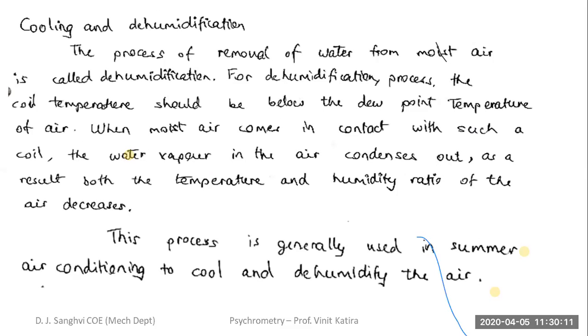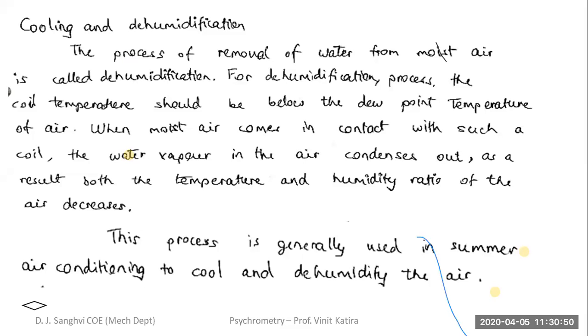Next process is cooling and dehumidification. This process is more specifically used for summer air conditioning, especially for the coastal areas wherein the temperature during the summer is quite high, as well as the humidity. So in this process, you have cooling of air as well as removal of water vapor from air. As we know, to remove water vapor from air, the coil temperature should be below the dew point temperature at that condition.